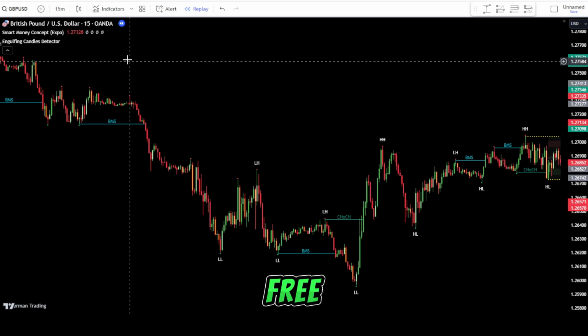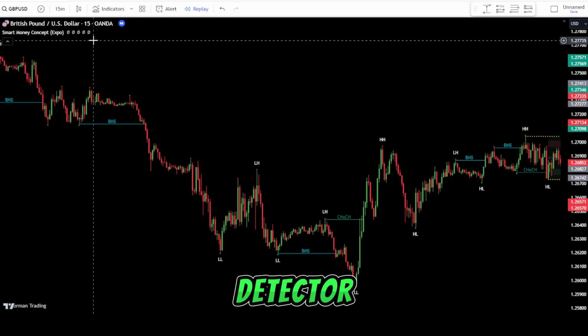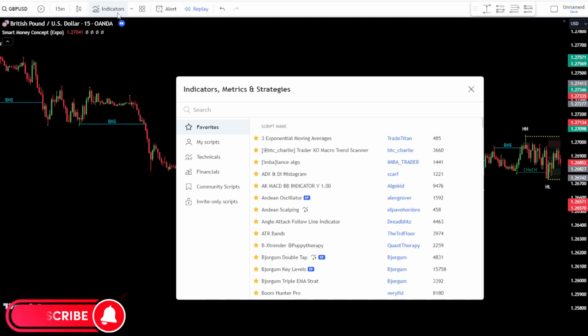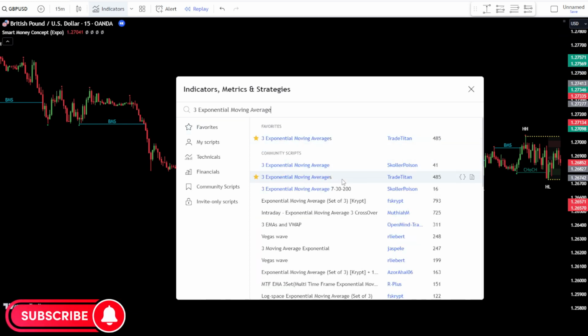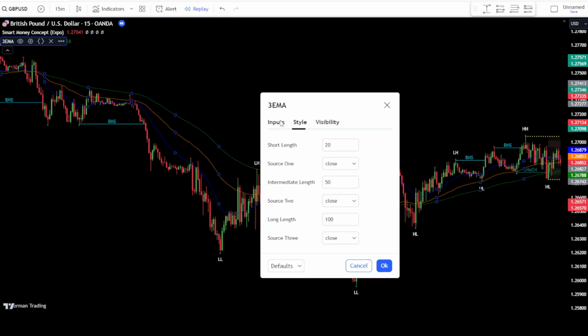If you're using the free version of TradingView, you may need to remove the Engulfing Candles Detector indicator before adding the double EMA indicator. Now, go to the Search Indicator tab and type 3 Exponential Moving Average, then select 3 Exponential Moving Average from Trade Titan. Next, set the short length to 20 and the intermediate length to 50.